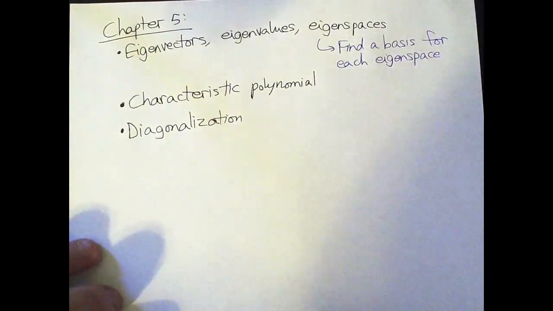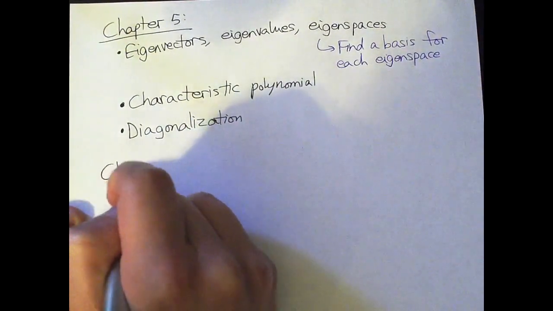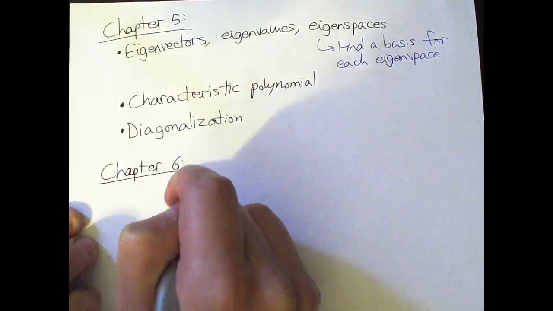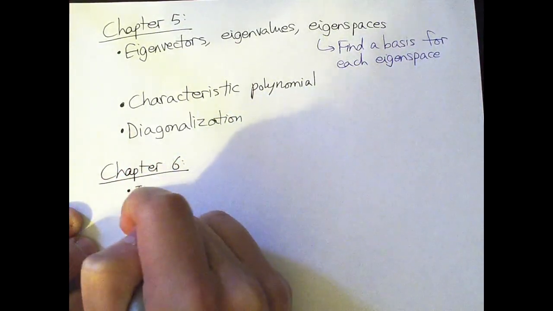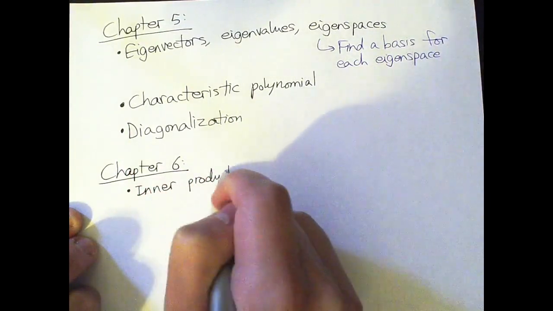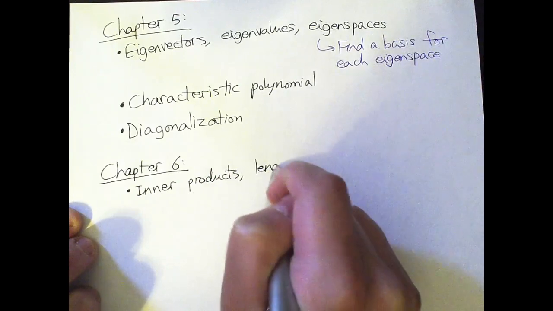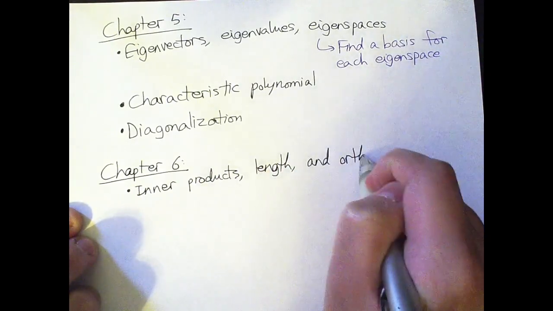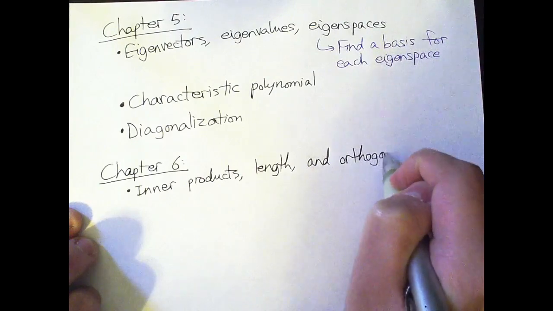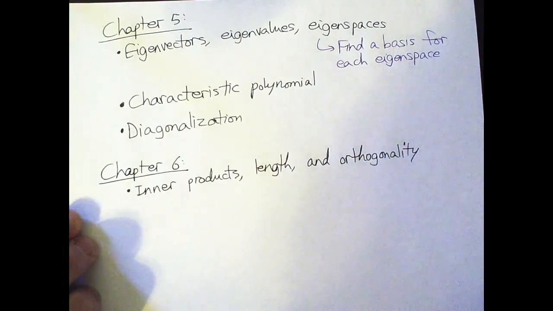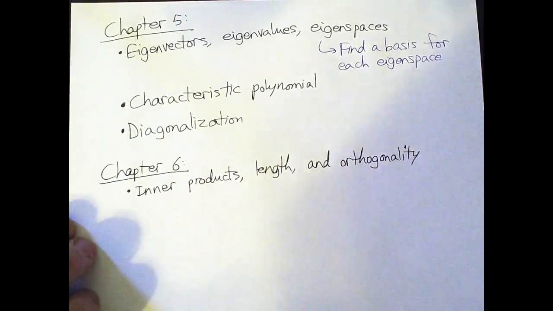All right, then we moved on and looked at a little bit of chapter 6. We didn't do a lot of this, but in chapter 6, we had inner products, length, and orthogonality. Orthogonality is just whether or not two vectors are orthogonal to each other.